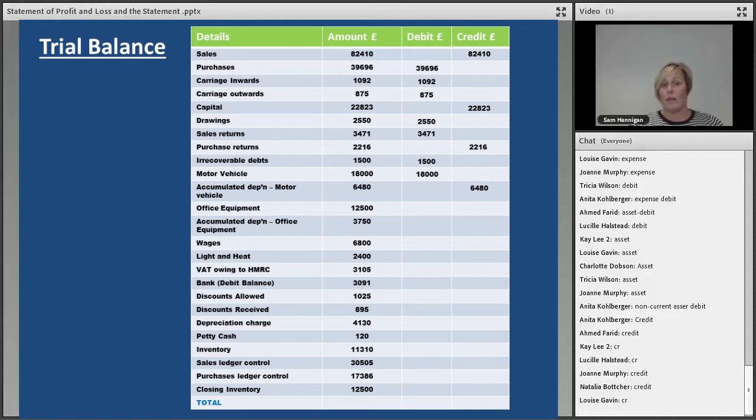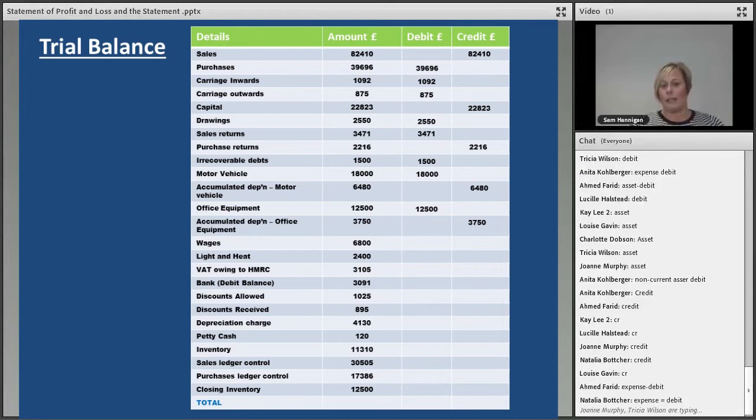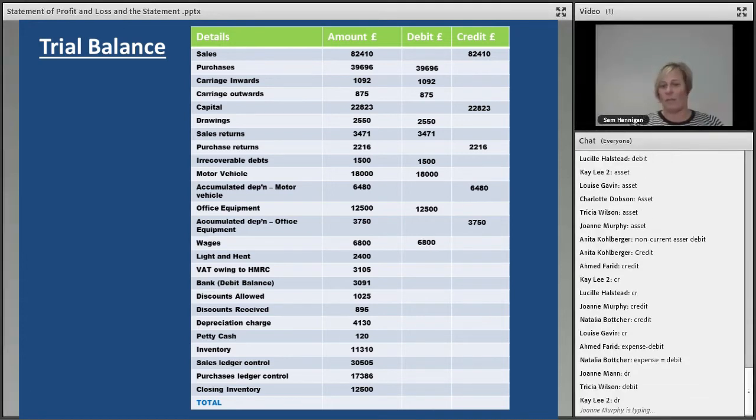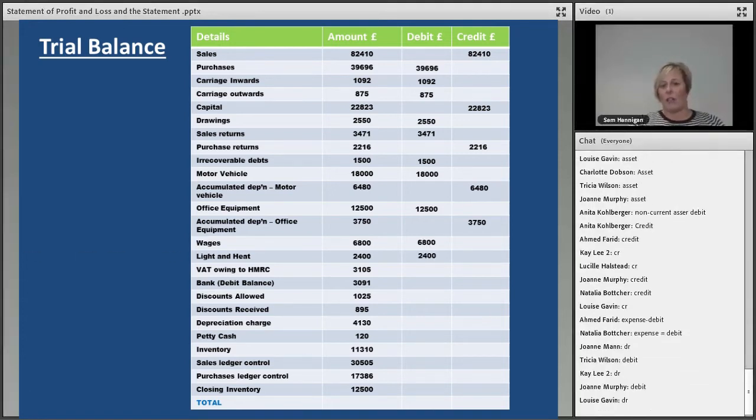So office equipment then. Office equipment's an asset, which is a debit. Accumulated depreciation is a credit because it's going to reduce the amount of the asset. So wages, light and heat. So these are everyday revenue expenditure. Okay, so which side would your wages and light and heat go on? Brilliant. Okay, so you can see using your pearls, it makes it quite easy to understand.